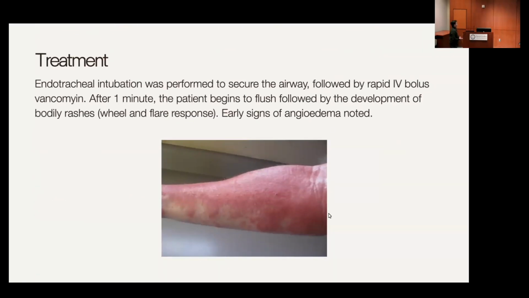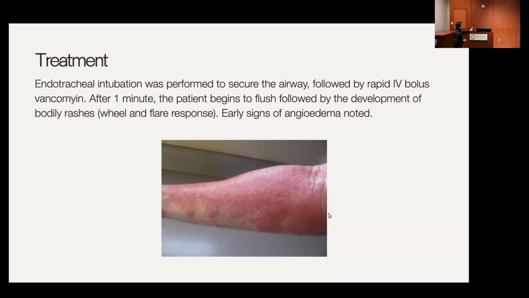For treatment, the patient's given a large IV bolus of vancomycin. Again, penicillin isn't used because of their history with MRSA. After 1 minute, we see the classic presentation of what looks like mast cell degranulation, erythema, angioedema.